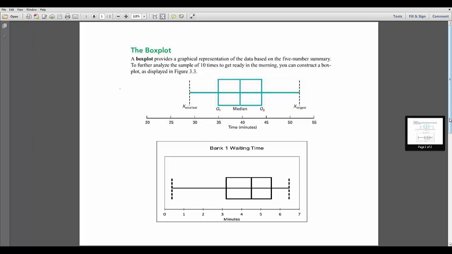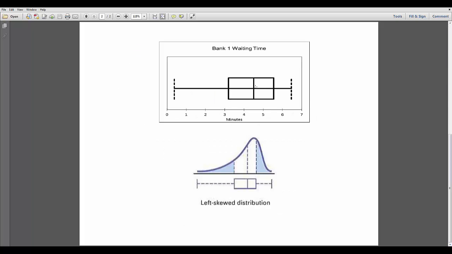Okay, so from the box plot, we can determine the shape of the data. So we see that the median is here, and we see that this part of the box is a little bit larger. The median is not in the center, so it's not symmetrical. And we see that this whisker is being pulled out. There are a few exceptionally short waiting times that are pulling that out and creating this tail. And so we have a left skewed distribution.